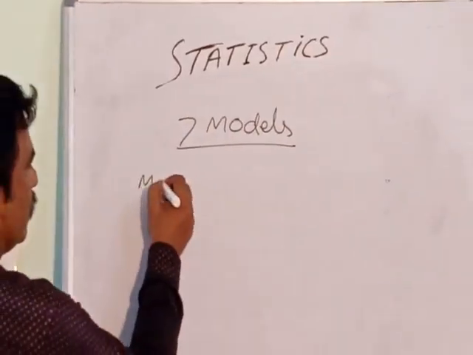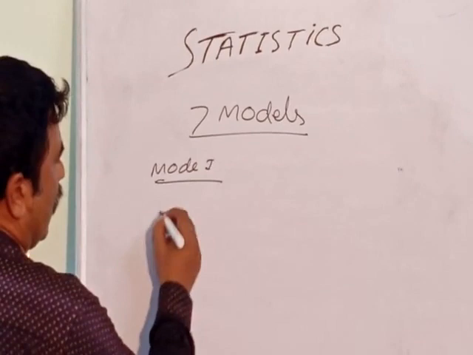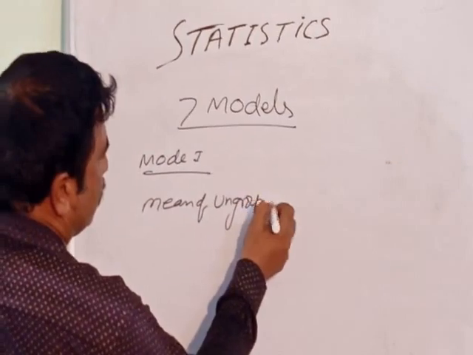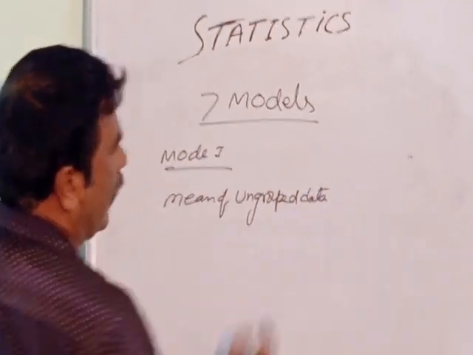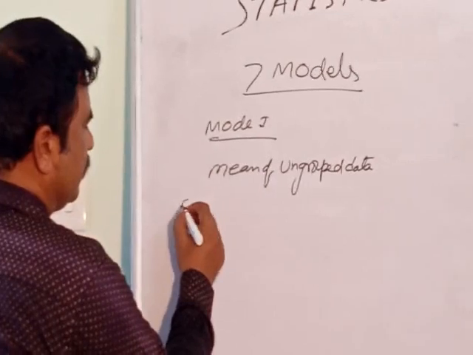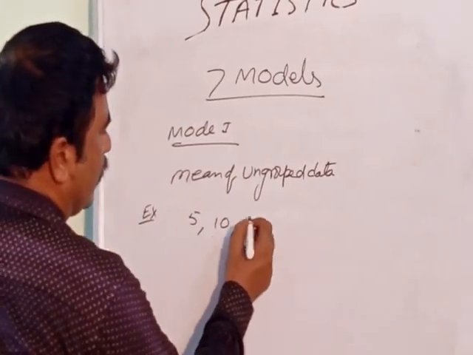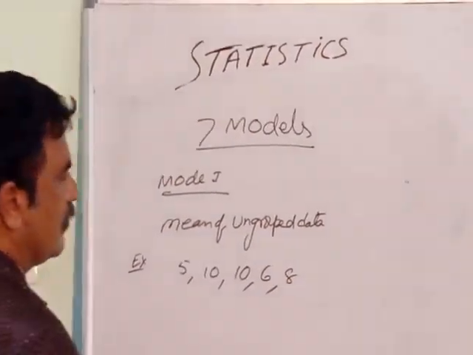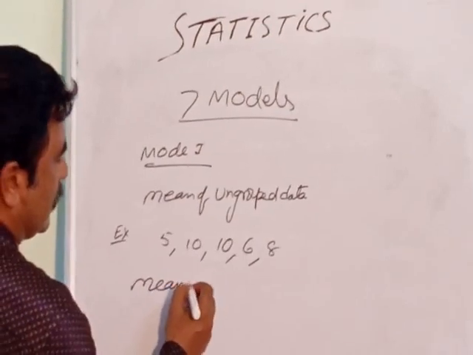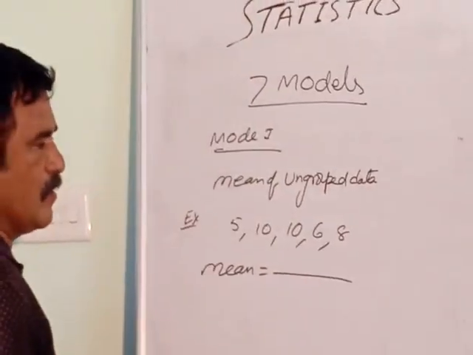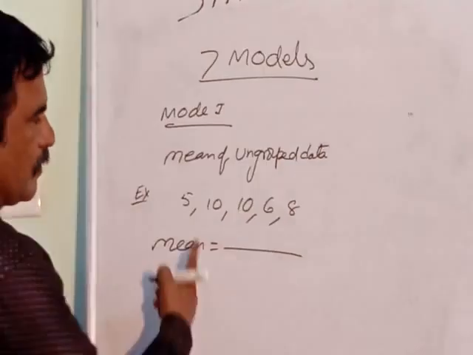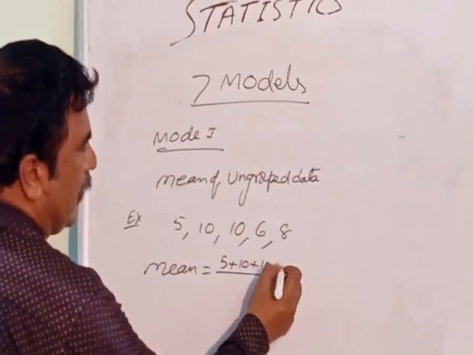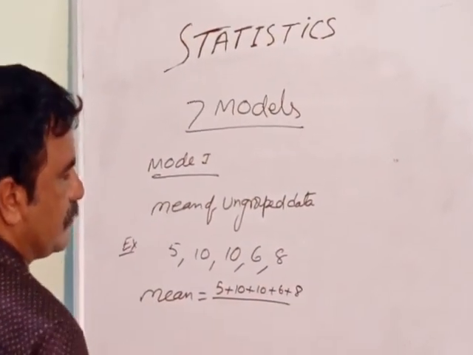Model 1: mean of ungrouped data. Example: 5, 10, 6, 10, 6, 8. Then mean is equal to the sum of all observations divided by the number of observations. The sum of all observations is 5 plus 10 plus 6 plus 10 plus 6 plus 8.